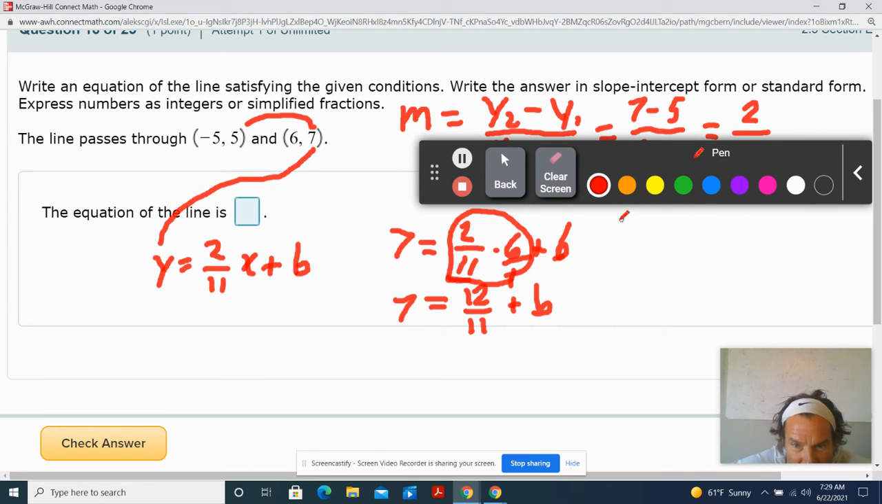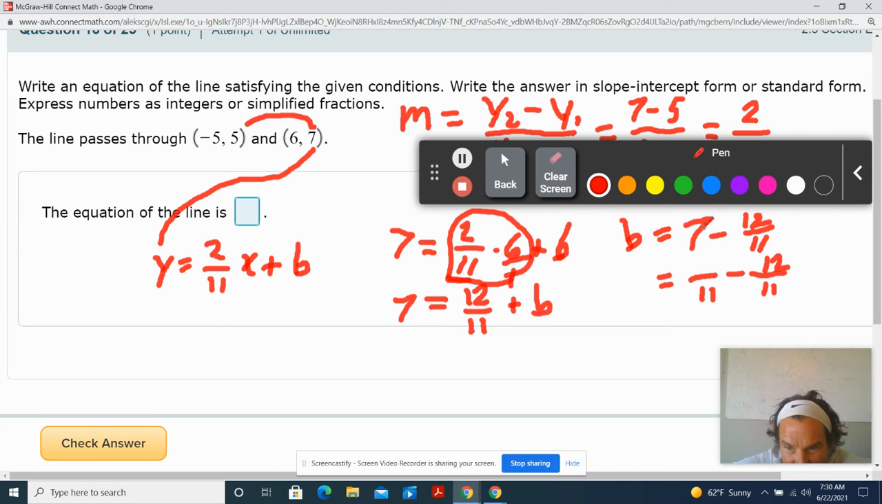So b is going to equal, I need to take 7 and subtract 12 over 11. This is a whole number, and this is an improper fraction. So I'm going to make something called a common denominator. I'm going to make them both 11s on the bottom. So this is going to be 12 still.